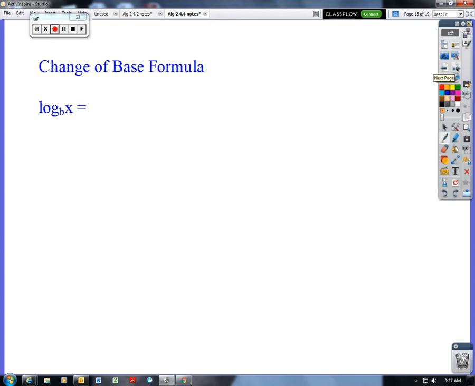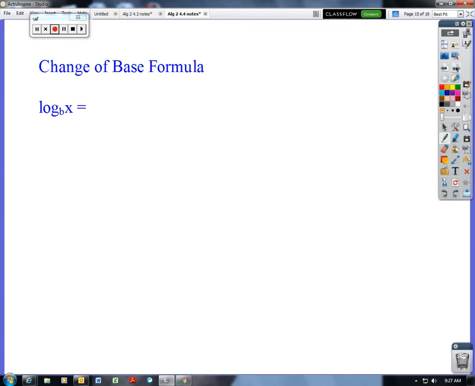Okay, now there's something called the change of base formula, and it's actually a very handy thing because you can use it to find the logarithm of anything on your calculator. Because at this point, the only ones we know how to do on our calculator are log base 10. I don't even know if we've talked about that yet.